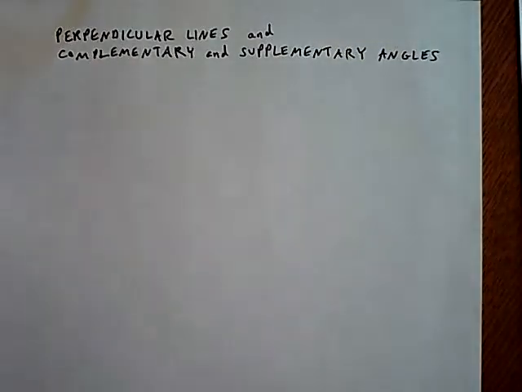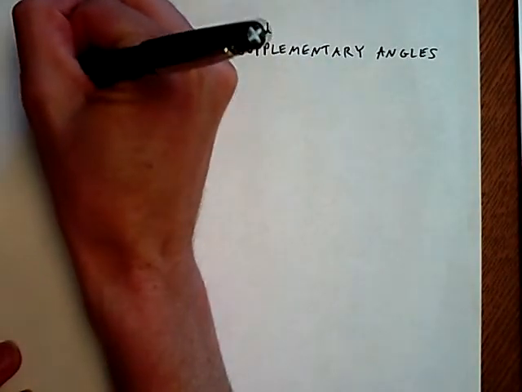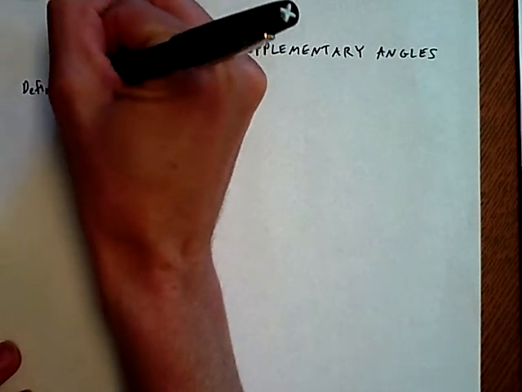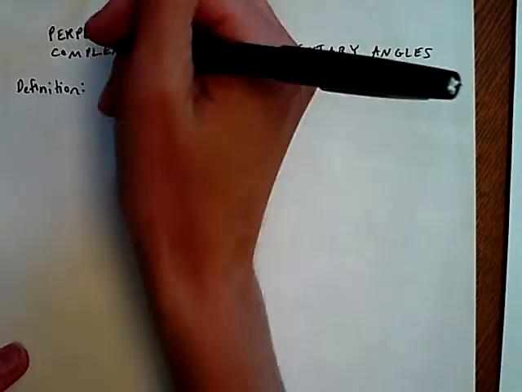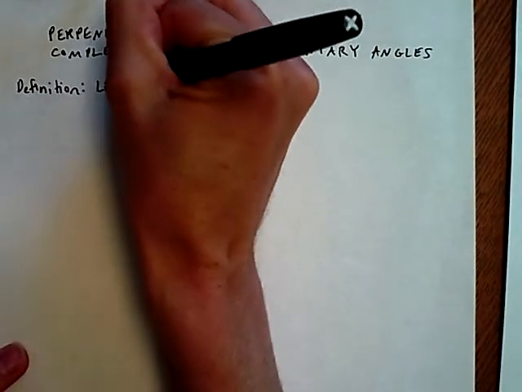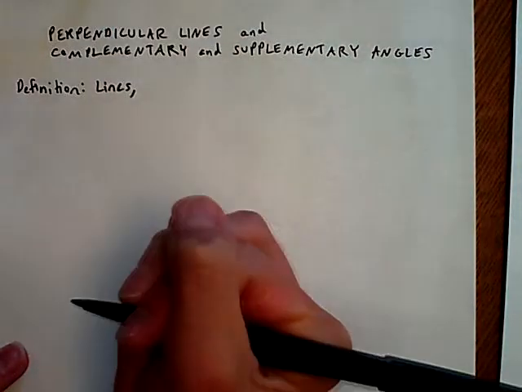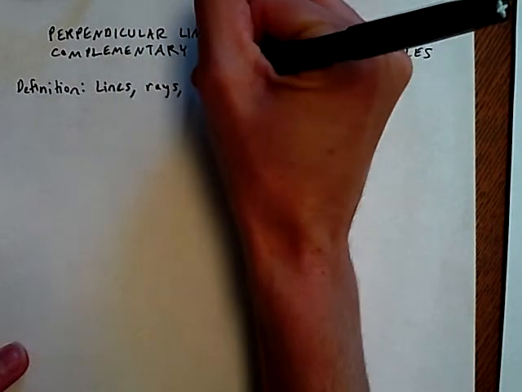Hi, geometry students. This is a lesson about three new vocab words: perpendicular lines, complementary angles, and supplementary angles. The first we're going to talk about is the word perpendicular, which you have seen before. So lines, rays, or segments that intersect at 90-degree angles or right angles are called perpendicular. So let's write that down.